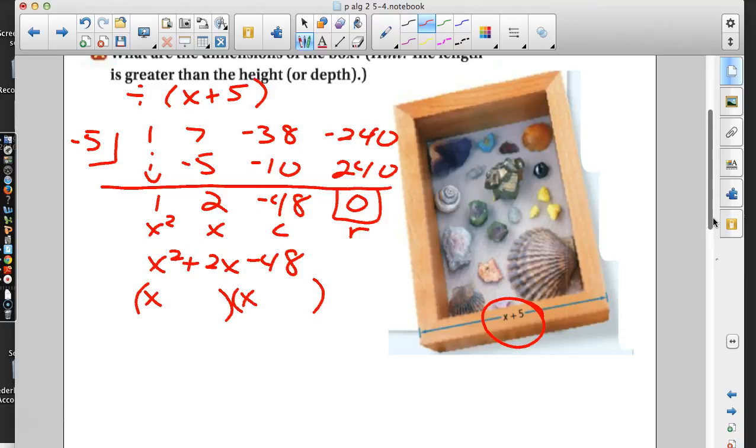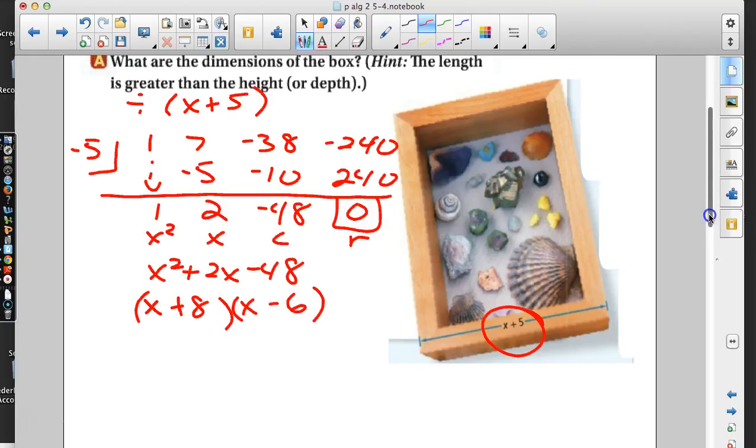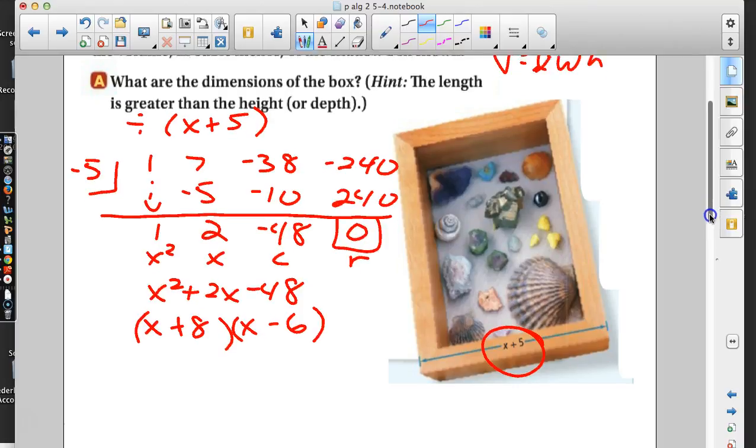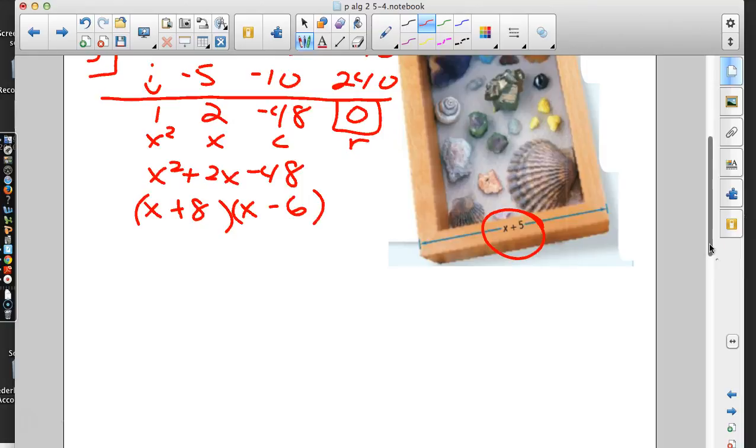Can you give me 2 numbers that multiply to negative 48 and add to 2? Now, their hint was, if we really want to know which one is length and which is width, it says the length is bigger than the height or the depth. Well, the one that's adding is definitely going to be bigger than the height or the depth. So the length is x plus 8. Do we have any units on here that say inches? It was cubic inches, so this is inches.